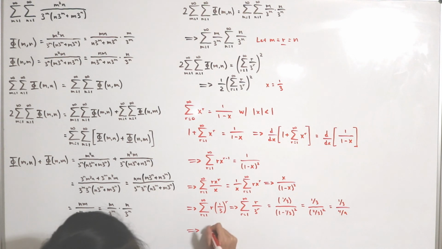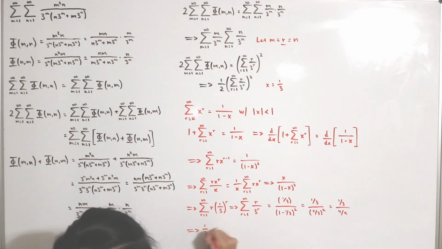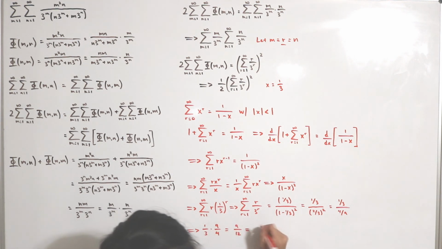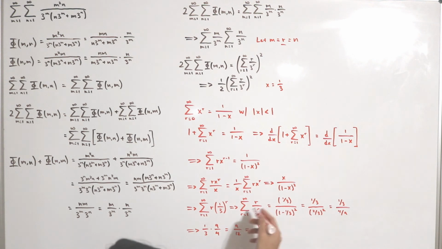So this is 1 over 3, then multiply by the flipped reciprocal, so it's 9 divided by 4, which equals 9 over 12. We can reduce that fraction, and that becomes 3 over 4. Okay, so we have that 3 over 4 is equal to our summation of r divided by 3 to the power r. Okay, nice. So now we have that. Now let's actually substitute that back in.